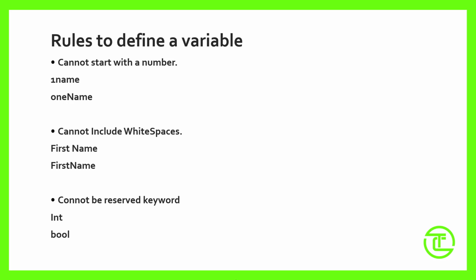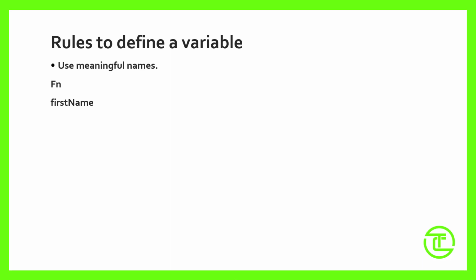Here we have some rules to define a variable. Number 1, a variable should not start with a number. Always start a variable with a character. The second point is that there will be no space in the variable name. The third point is that your variable should not be a keyword. Always use some other user-friendly name to declare a variable rather than keywords. Always use meaningful names for variables.